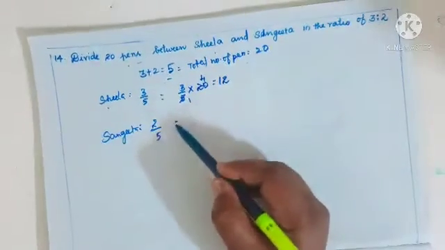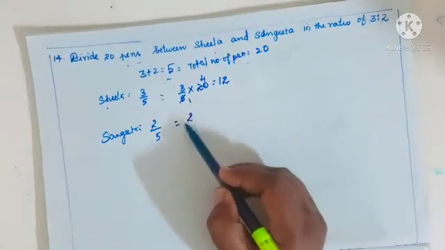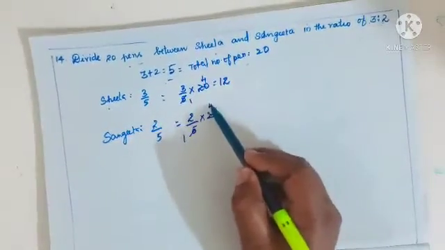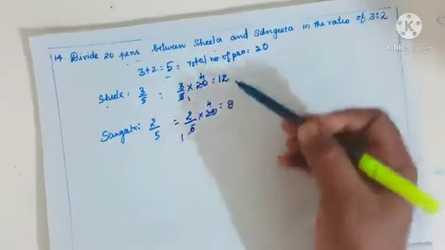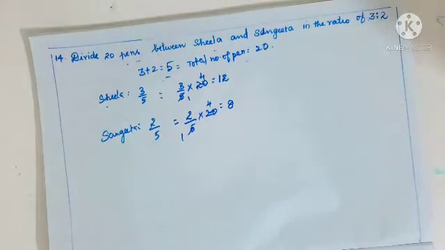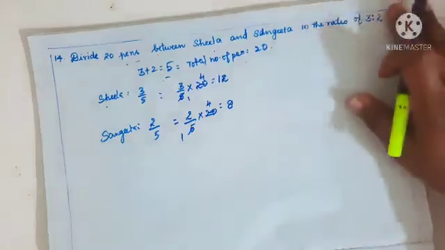Likewise for Sangeeta, it is what? 2 by 5, isn't it? 2 by 5 into 20. Same thing, 5 ones are 5, 5 fours are 20. So 4 twos are 8. So when you add this, 12 plus 8 is 20. Your answer is correct. Understand here? So likewise, you can do the other sum also.